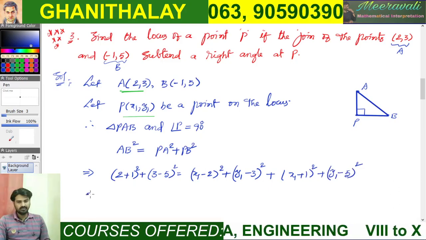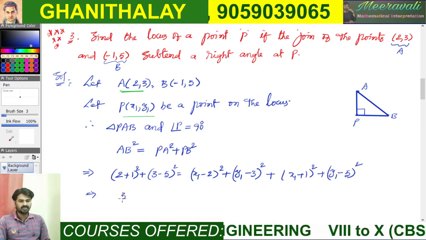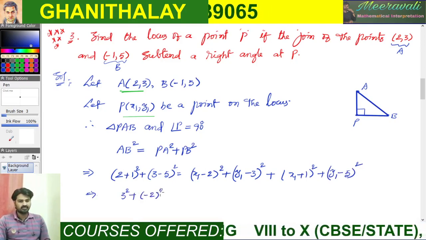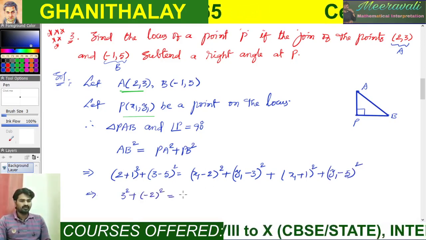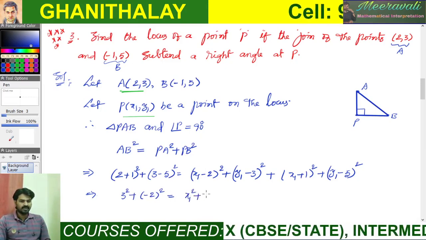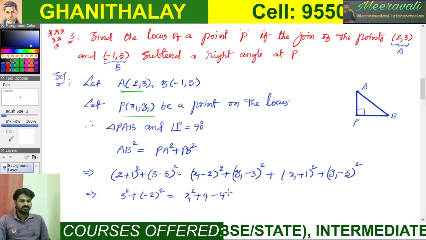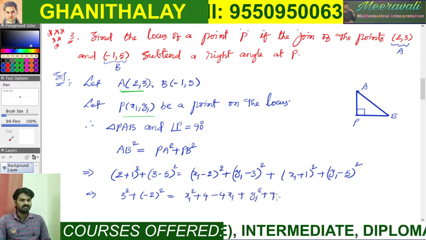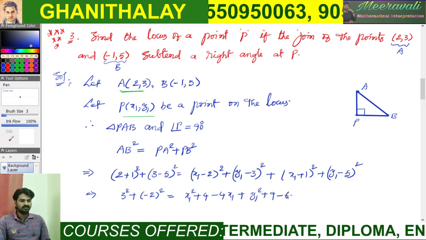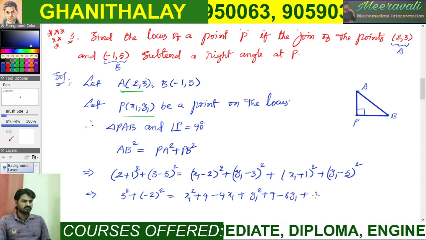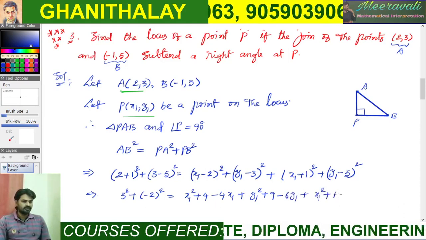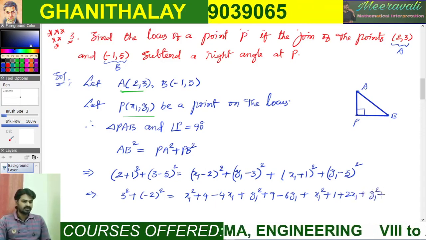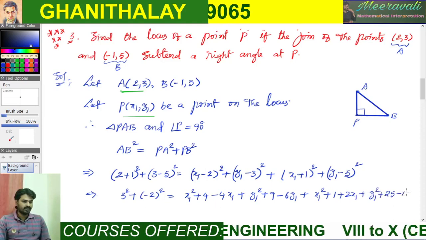Then finally you can write 2 plus 1, that is 3 square, plus 3 minus 5, that is minus 2 whole square. Now these are of the form a minus b whole square, so you can expand them. On the left, a square plus b square is 3 square, 9, and 2ab means 4. On the right, X1 minus 2 whole square expands with minus 4x1, and Y1 minus 3 whole square with minus 6y1, and X1 plus 1 whole square is x1 square plus 1 plus 2x1, and Y1 minus 5 whole square is y1 square plus 25 minus 10y1.